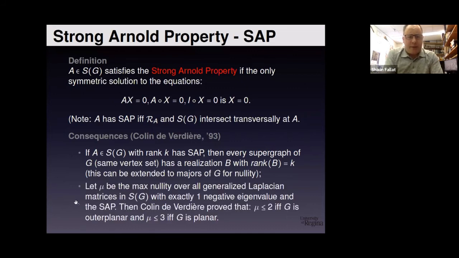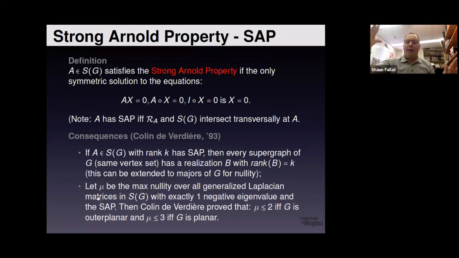And so here's one of the results in Colin de Verdière's work. Let's just go through this together. Let mu be the maximum nullity over all generalized Laplacian matrices in S of G. What I mean here is that these are matrices whose off-diagonal entries are required to be non-positive.